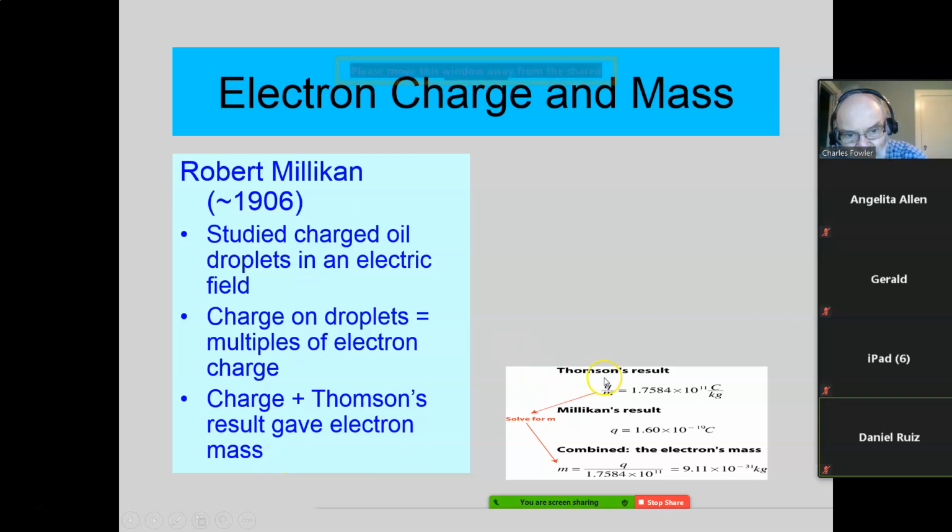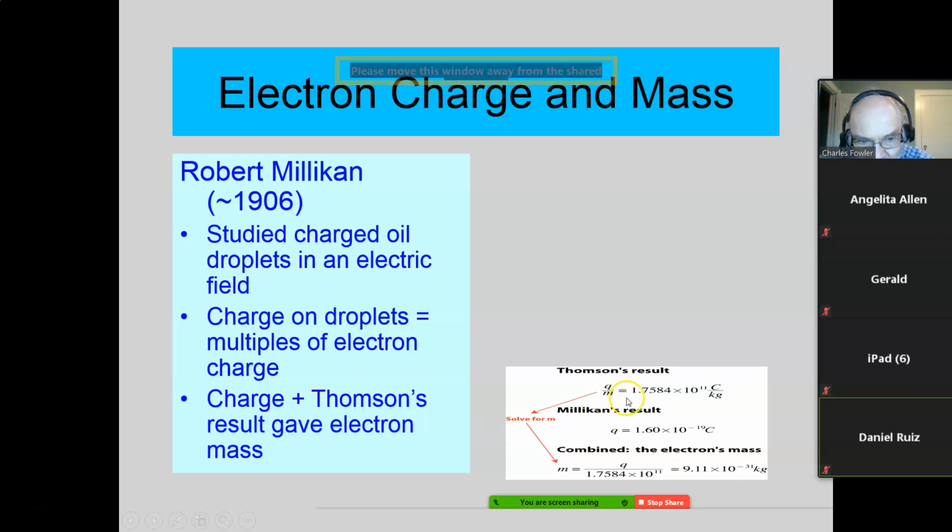Thomson's result was the charge to mass ratio, same as chapter 6. Excuse me, I need another. This is my 4th class of the day. I'm just running out of gas.